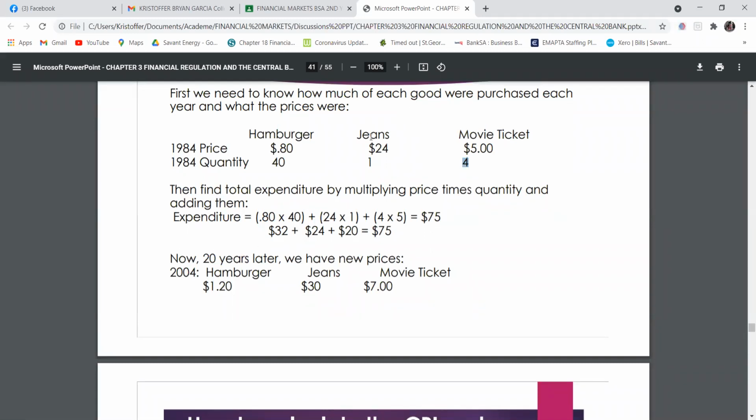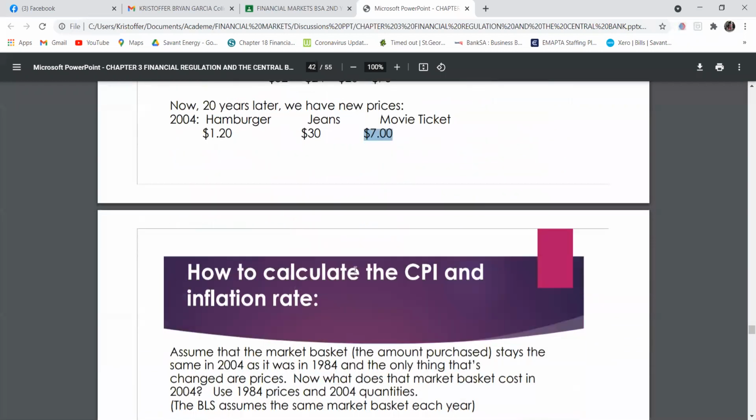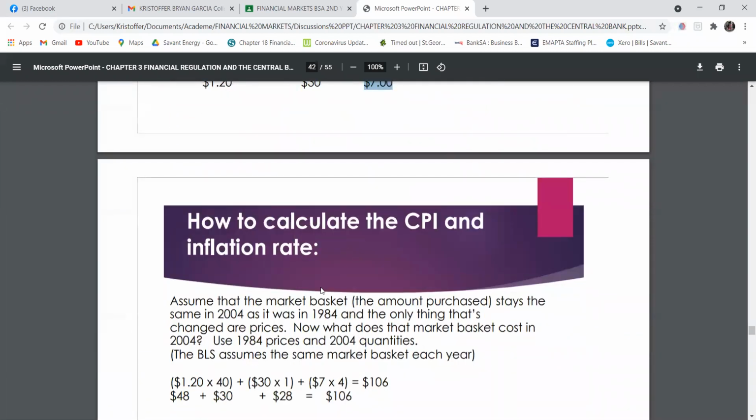Nabago na yung mga presyo, 2004 na, no? So, yung dati 9.8 lang yung presyo ng burger, ngayon 1.2 na. Yung pantalon dati 24, ngayon $30 na. And nagmahal na rin yung sine. Dati $5, naging $7. So, assume that the market basket or the amount purchased stays the same.